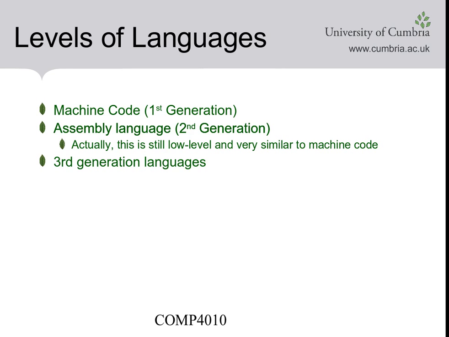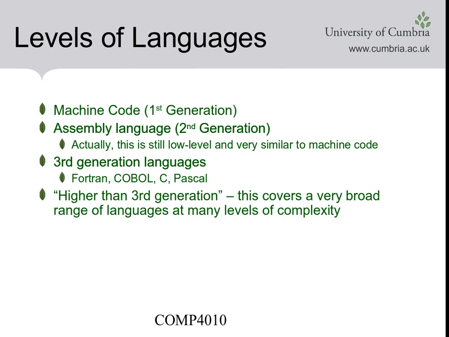Most modern languages are arguably 3rd or 4th generation languages. So 3rd generation languages are things like Fortran, COBOL, C, Pascal, languages which use more English-like structures in their syntax. So words like if, and you get loops and do's and whiles creeping into the syntax. And then there are the higher than 3rd generation languages, which is a very, very broad level and covers all sorts of levels of complexity.